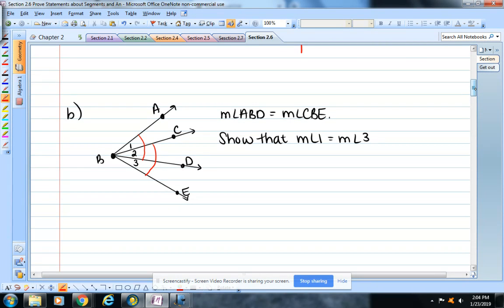Now this one's kind of backwards of the one we just did. The one we just did, we were proving that the two angles put together equaled each other. This time we're proving that these two little angles equal each other. So it's exactly what we just did, only in reverse. Last time we proved two big ones. This time they're giving us the big ones are congruent. We're proving little ones are congruent.